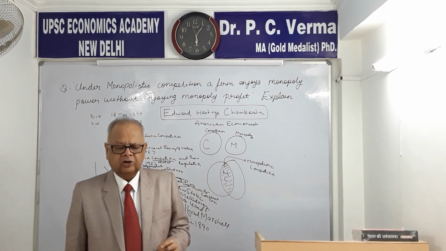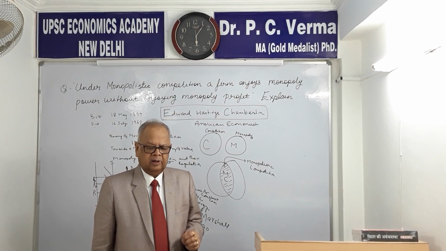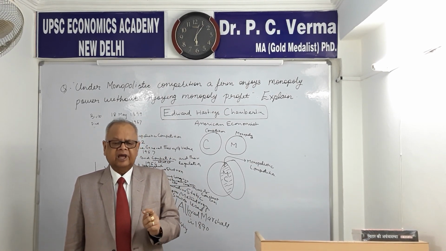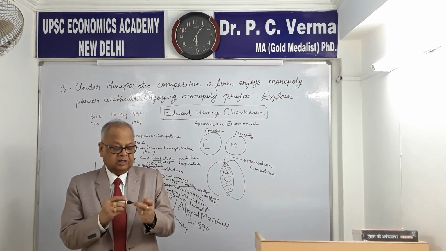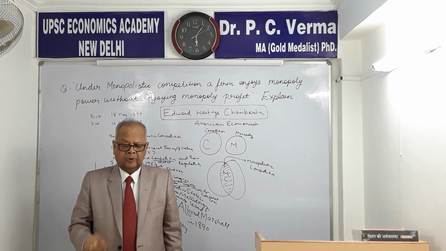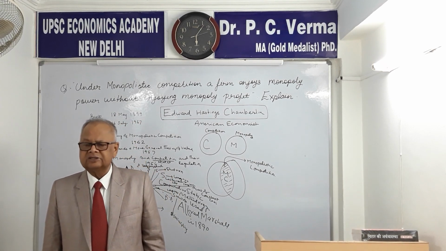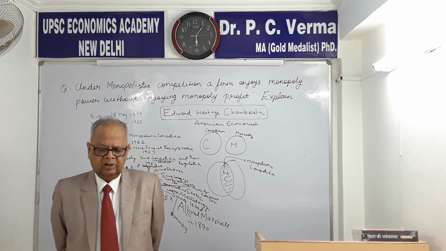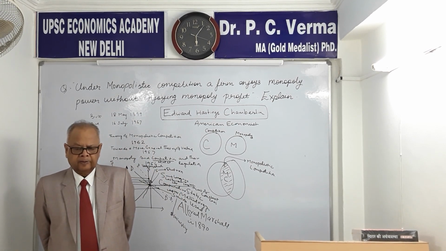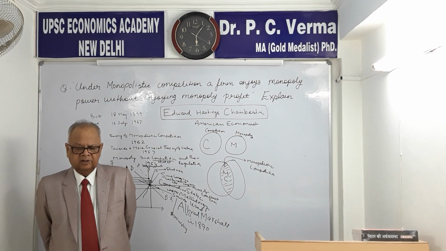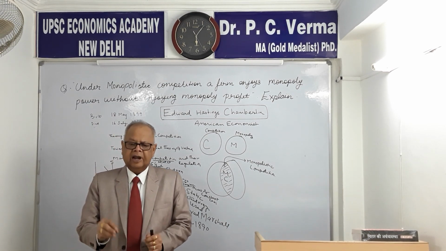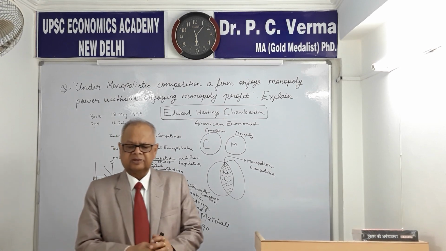And under perfect competition, Marshall pointed out six characteristics. What are the six characteristics? Write down. Number one, large number of buyers and sellers.